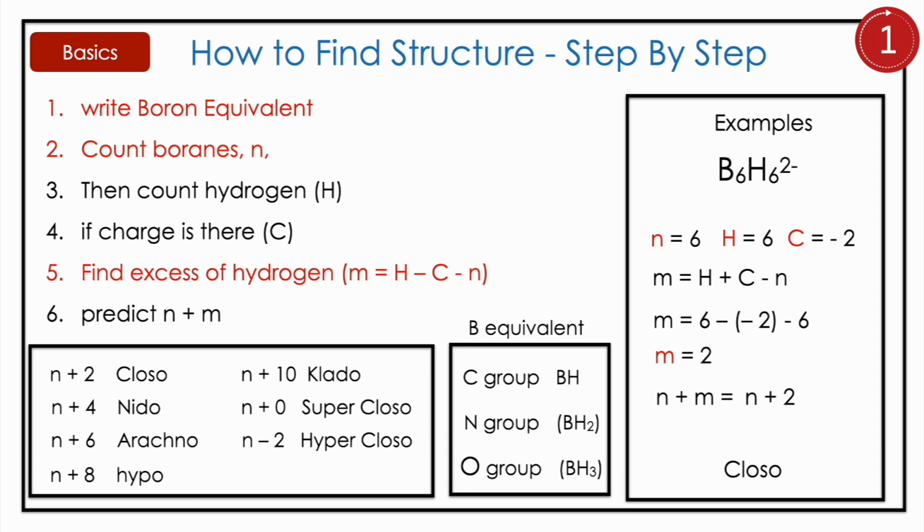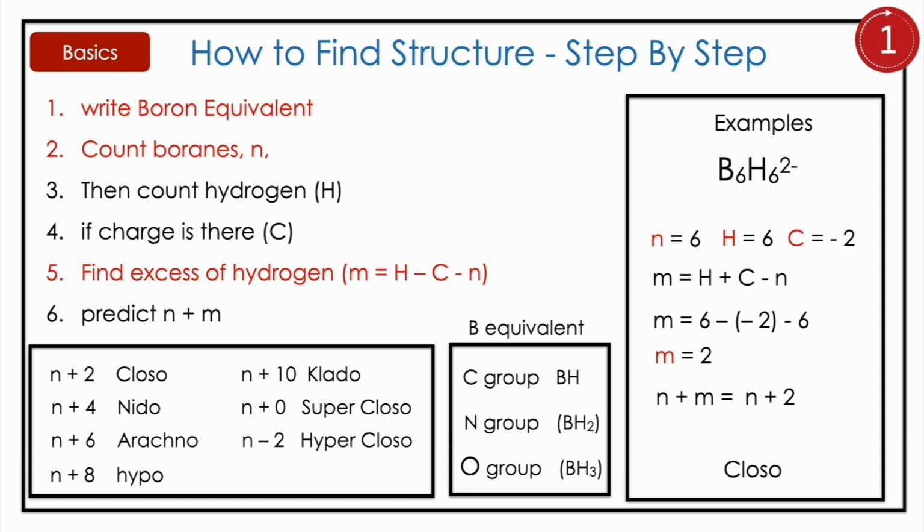Then predict N plus M. N plus 2 means Closo. N plus 4 means Nido. N plus 6 means Arachno. N plus 8 means Hypho. N plus 10 means Clado. N plus 0 means Super Closo. N minus 2 means Hyper Closo. So you can find the structure.